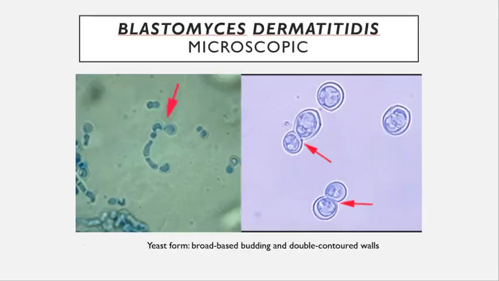Here are a couple images of the yeast form of Blastomyces. You can see the broad-based budding and double-contoured walls of the yeast form.